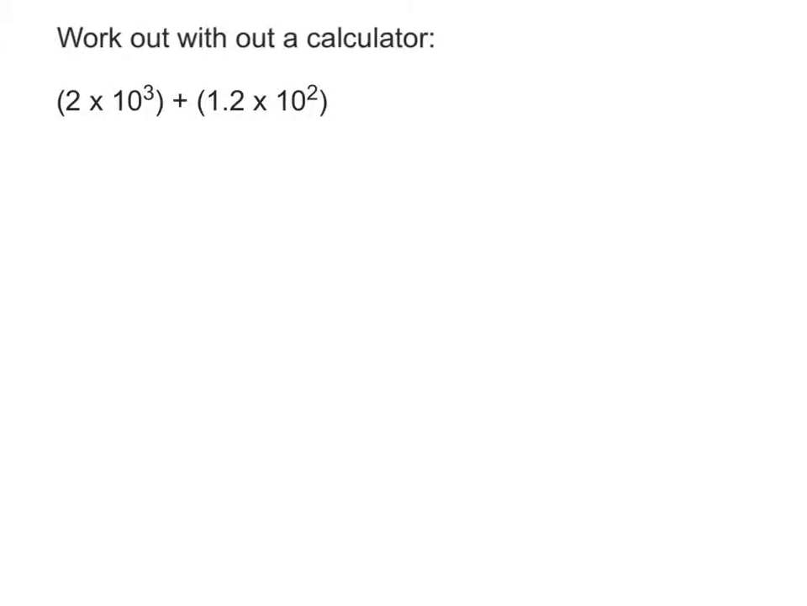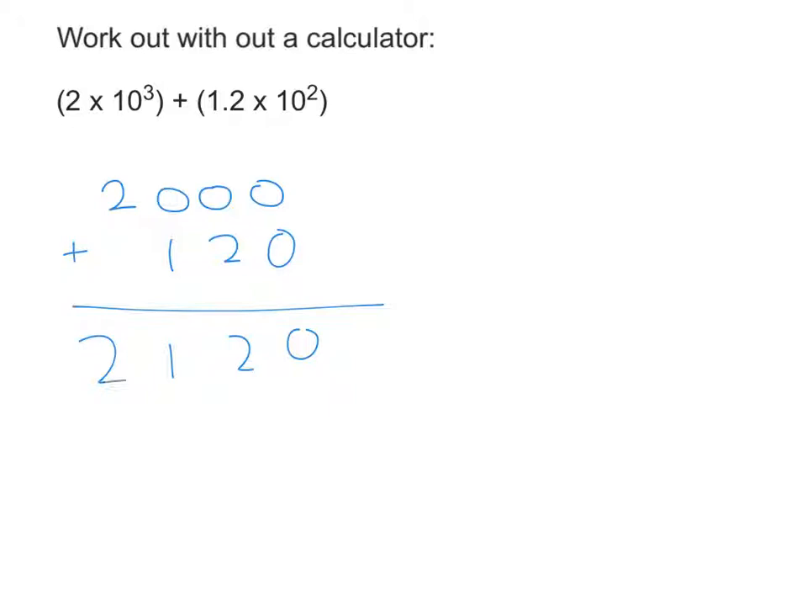So here's another example, but we're just going to add them this time. If we turn them to normal numbers, that's 2,000, and then it's going to be 120. We're going to add those together, so that's going to be 2,120, and then what we're going to do is turn this number back. So that's 2.12 times 10 to the power of 1, 2, and 3. So adding, just write them as all numbers and turn it back.